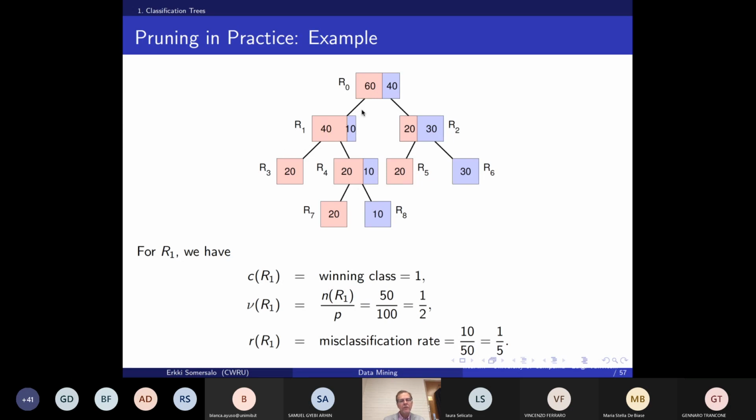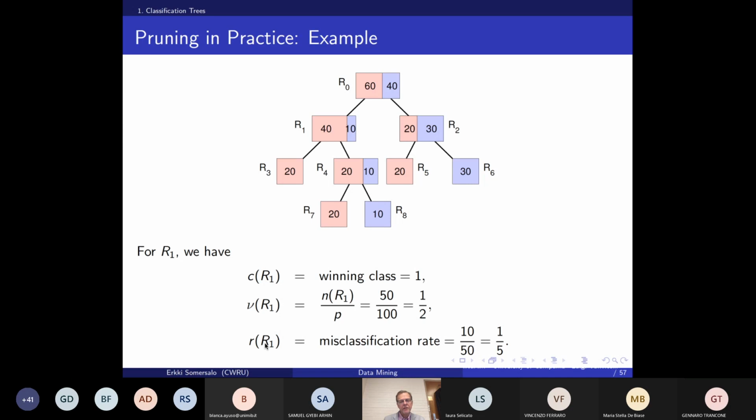So let's look at R1 for the sake of the argument. R1 is this node here. The splitting is 40 to 10. So what is the winning class here? The winning class is the pink class, which is called class number 1. Now, what is the importance of this node? How many points do I have here? I have 50 points here, 40 plus 10, and the original number of points is 100. So the importance of that node is 1/2, 50 over 100. So 1/2 of the original data points are in that node. It is a rather important node because it contains 1/2 of the data.